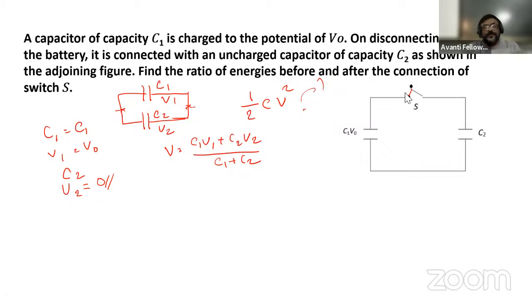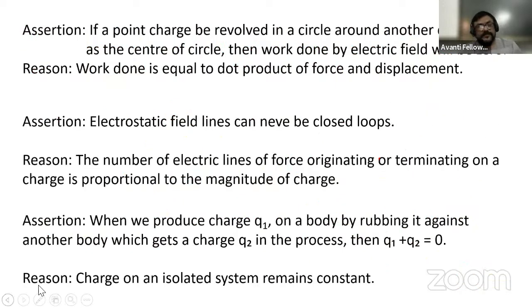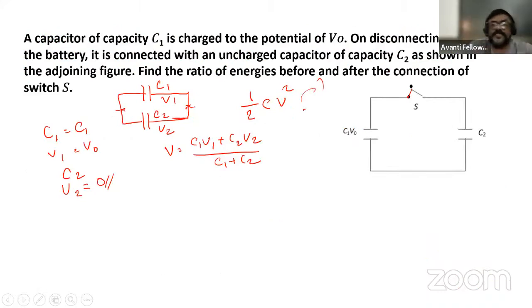And what you have to do is, when I close this key, you should find the ratio of the energies in this connection before the switch is closed to the energy of the capacitor after the switch is closed. So two situations are given. One, the switch is open. Before closing that switch, it is already open. The figure is given like that.